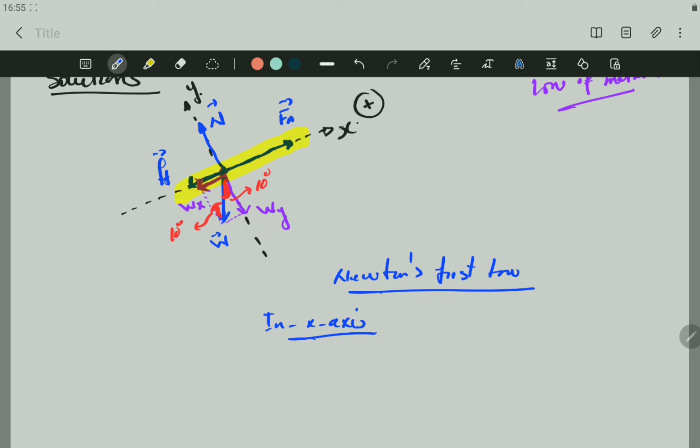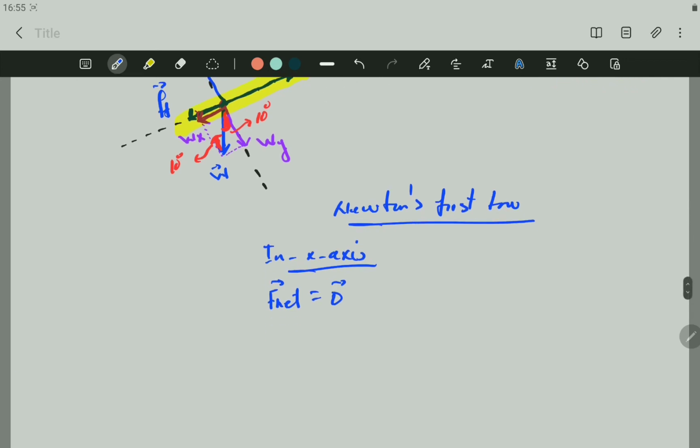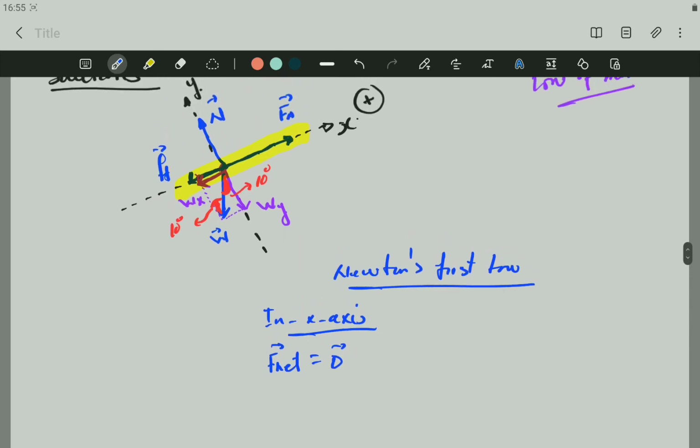Okay, so we have that F net is equal to 0 because the object is moving at constant velocity. This is Newton's first law. What forces are acting on the x-axis? We're taking up the incline as positive because the object is moving in that direction. It is the applied force minus frictional force minus the weight in the x-axis, and all that is equal to 0.